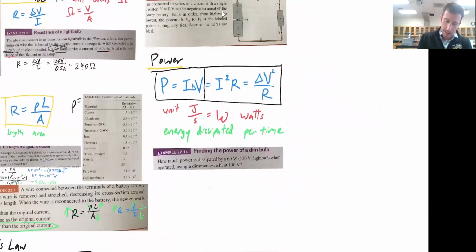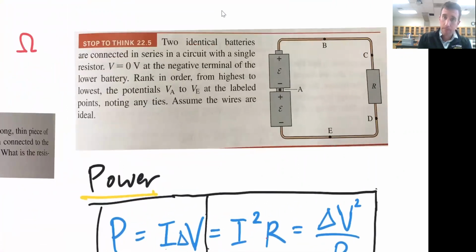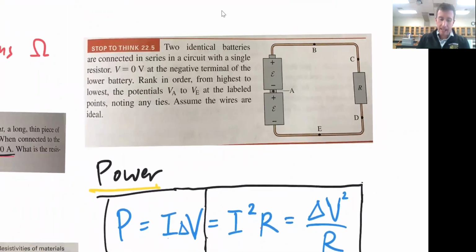So let's zoom up to the top, and we'll do a little stop and think. Two identical batteries are connected in series in a circuit with a single resistor. The voltage is 0 volts at the negative terminal of the lower battery. So right here, that point is 0 volts. Rank in order from highest to lowest the potentials A to E of the labeled points, noting any ties. Assume the wires are ideal.